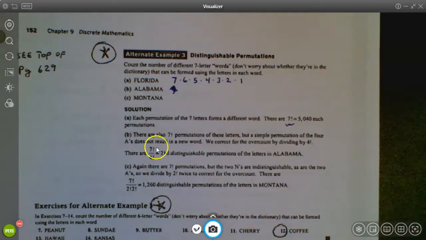If you get more than one repetition, like in the word Montana, I have 2 A's. I also have 2 N's. So you just throw in however many of those you need to divide out. The top is still your total possible. There's still 7 letters in Montana, so 7 factorial goes on top. And down here we're going to divide out any repetition that we would have, and those are being multiplied together. There were 2 N's and 2 A's, so on bottom you have 2 factorial times 2 factorial. If we divide out the repetition, that creates a certain number of distinguishable permutations.